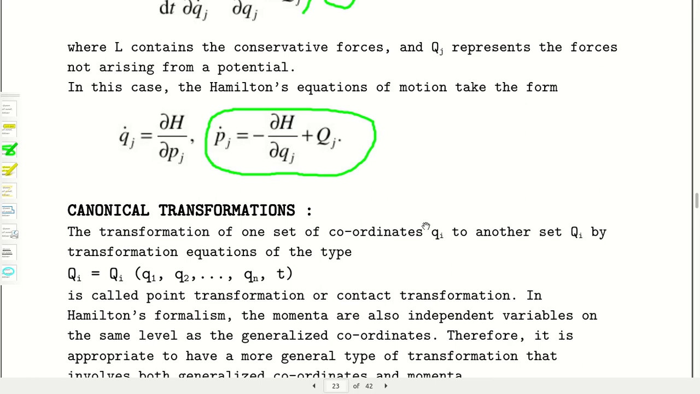So our topic is to understand what a canonical transformation is. At this point we understood what canonical equations of motion are and what canonical conjugate variables are. The canonical equations of motion are nothing but the Hamiltonian equations of motion, 2n plus 1 of them, and the canonical conjugate variables are pj and qj, that is, the generalized momentum and generalized coordinates, and those are independent of each other.